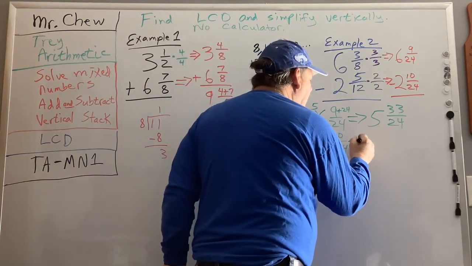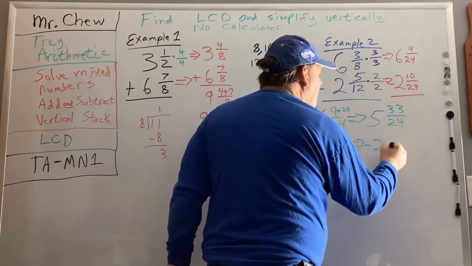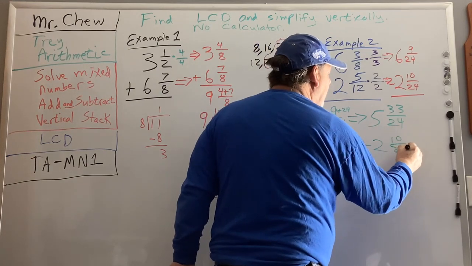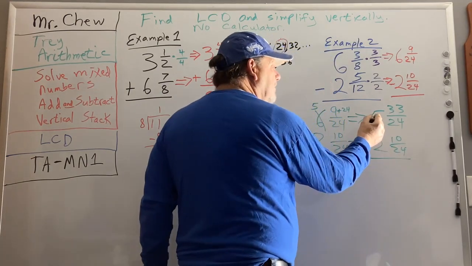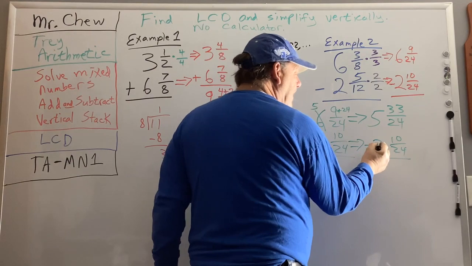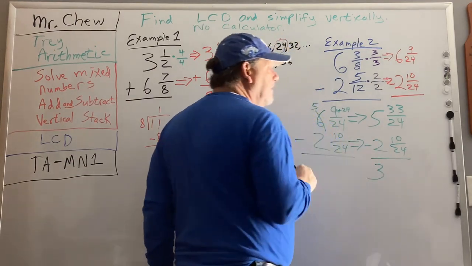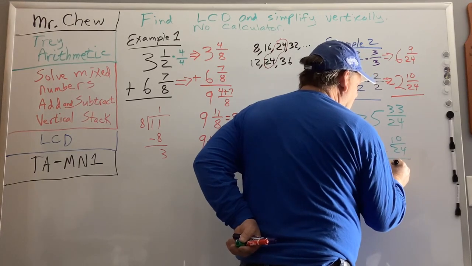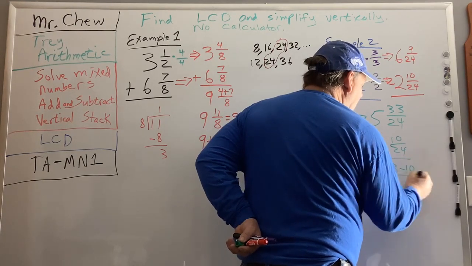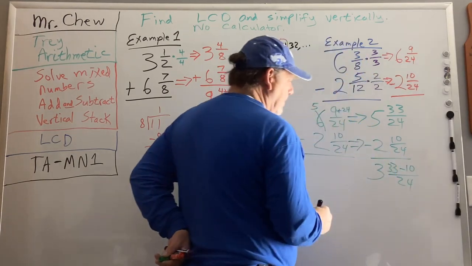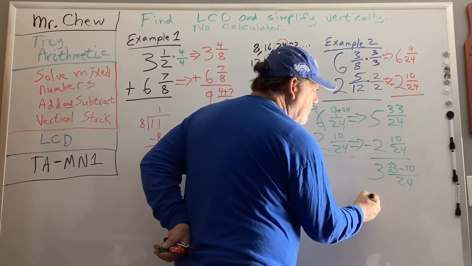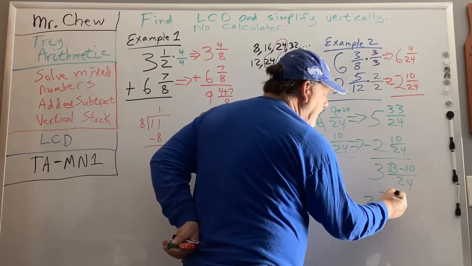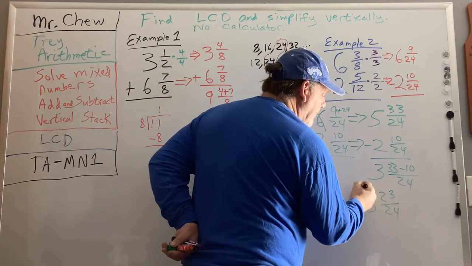All right, now, can you subtract this now? You sure can. So this is 5 minus the 2, which is 3, and 33 minus 10 over 24. So we know that is 3 and 23 24ths.